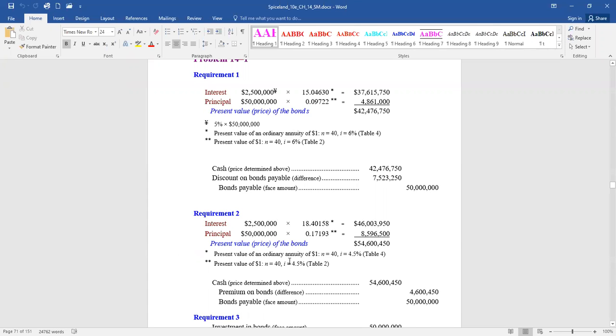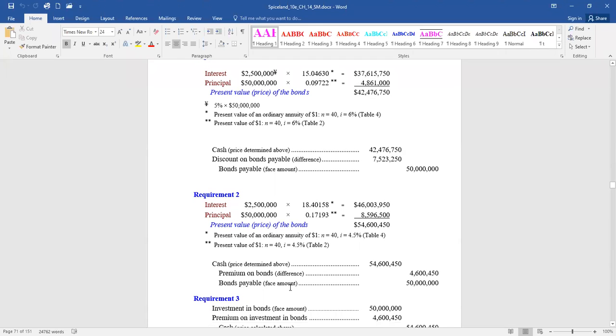So great review on how to determine the selling price of a bond. Remember, you're using market rate as your interest calculator. And interest payments are annuity payments. They're the same amount every 6 months in this case. So it's a present value of an ordinary annuity you'll be calculating. And the principal is a one-time payment. So what's the value today of that future one-time payment? Calculate for a discount or a premium.